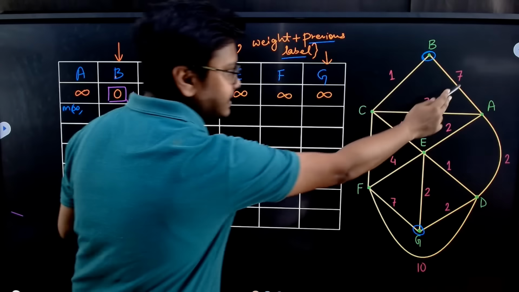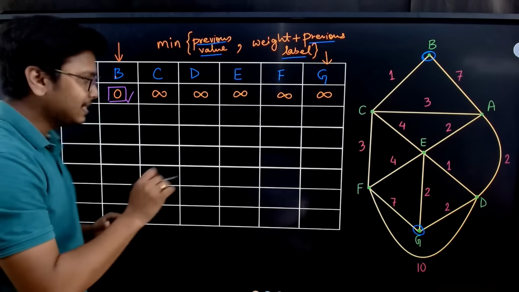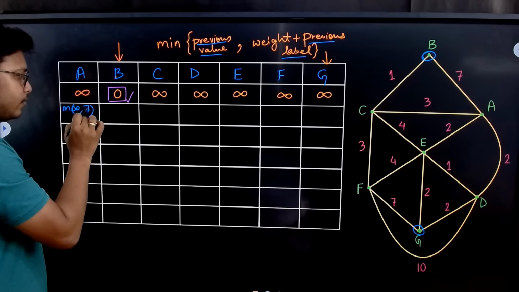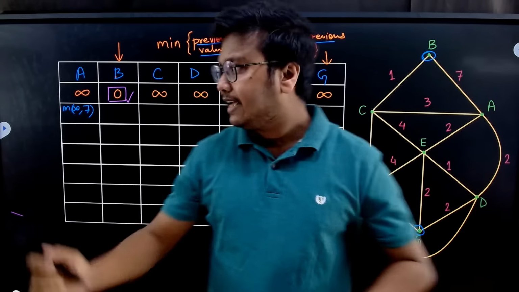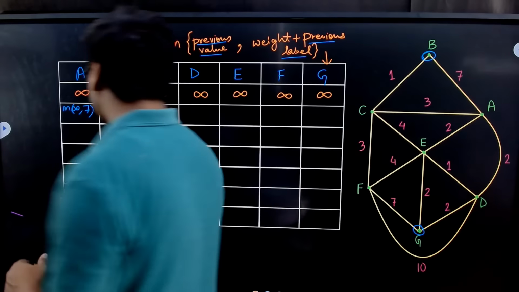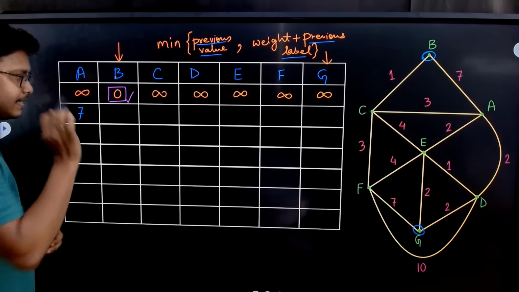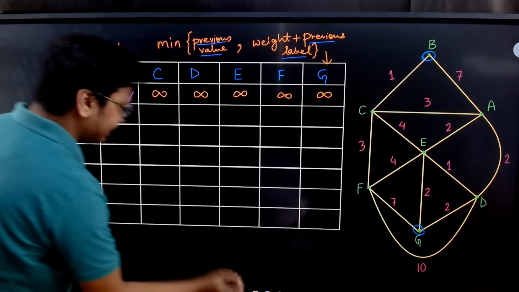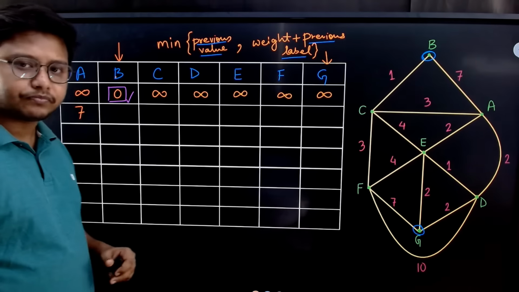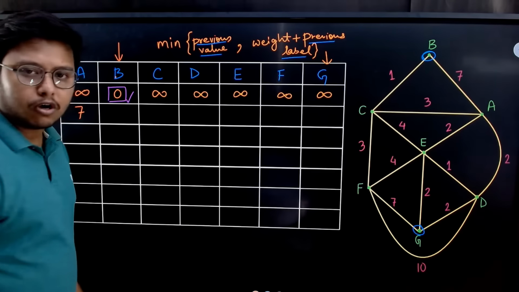So the weight, which is 7, plus the previous label, which is 0. So 7 plus 0, that's 7. So now we are going to calculate the minimum of infinity comma 7. Okay, so the minimum of infinity comma 7, and I'll not write all this stuff over here. So that is nothing but simply 7. Okay, so I'll just maintain the color. So that's 7.